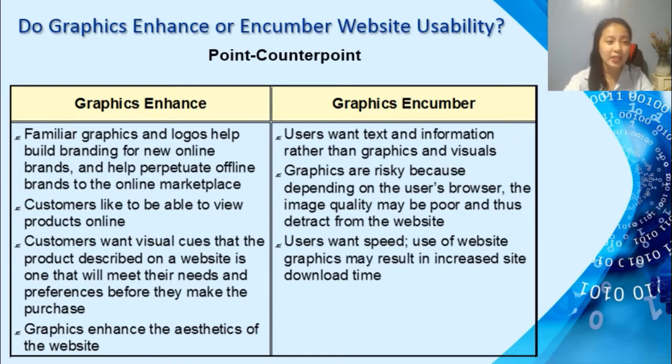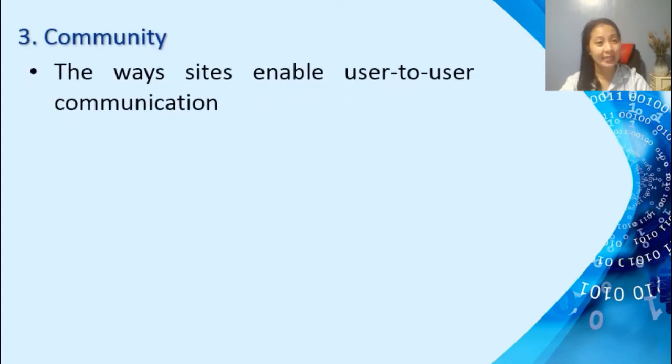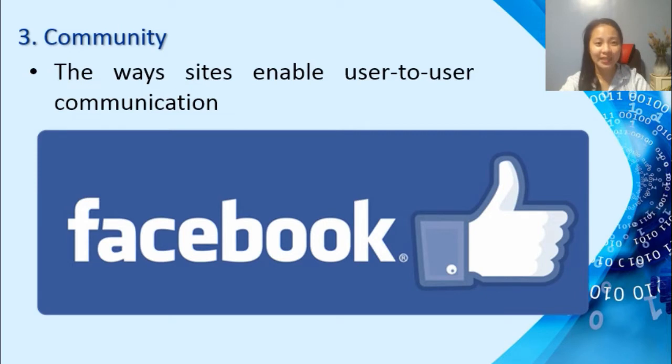Those are the advantages and the disadvantages of using graphics in your website. The next element is community. These are the ways sites enable user-to-user communication. For example, Facebook. I think most of us, if not all, are familiar with this website. Facebook enables customers or users to update the site, and then users can communicate with each other. So this is what we call community.